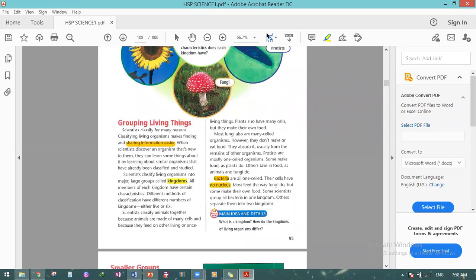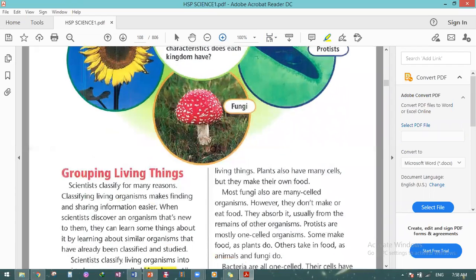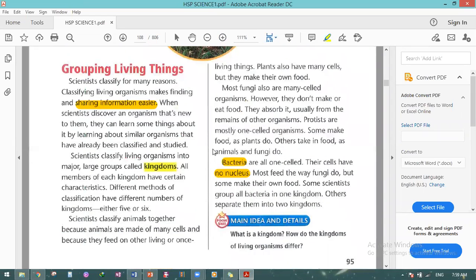Can you guys see what I'm highlighting here? So bacteria are all one-celled. What makes them special is that they do not have a nucleus. Some of them feed like fungi, others make their own food like plants.